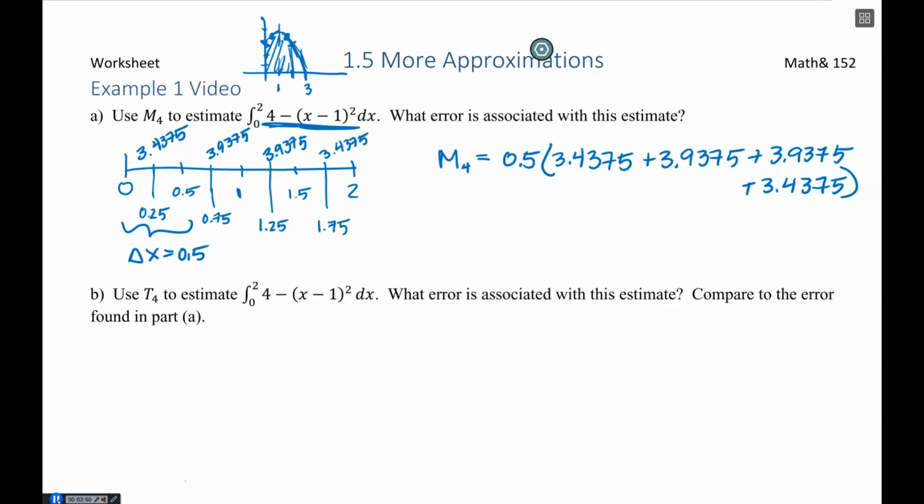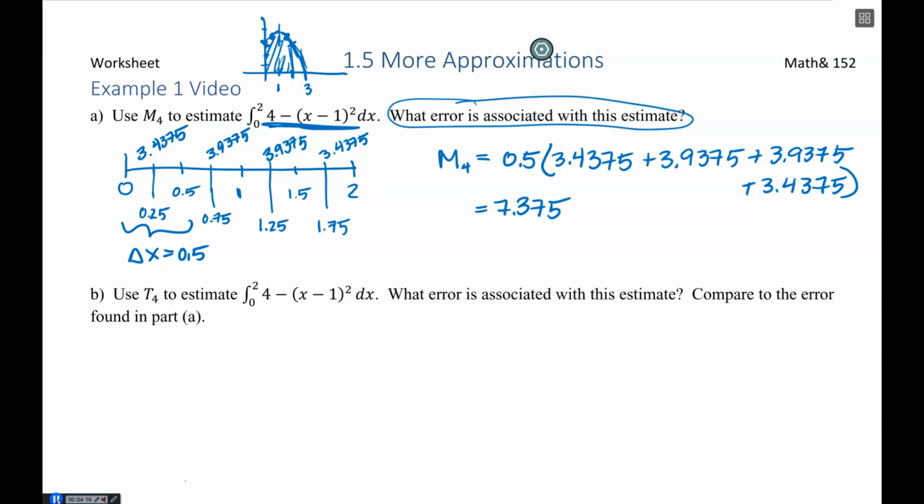Okay, so I think if I'm being a good calculator user, that should give you 7.375. Okay, so that's our value of mid, so no great change there. There is a question about the error associated with this estimate, and you can just do that by actually calculating the value of the derivative.